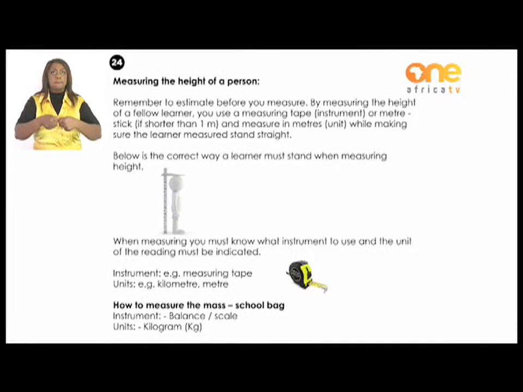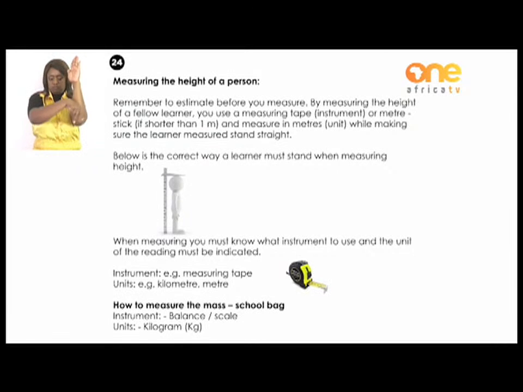Measuring the height of a person, reading through, remember to estimate before you measure. By measuring the height of a fellow learner, you use a measuring tape, which is an instrument, or a meter stick, which is also an instrument, but that should be shorter than 1 meter or exactly 1 meter. And measure also in meters, meaning when you are measuring the height of a person, it should be recorded in meters. But then you must make sure the learner measured stands straight.